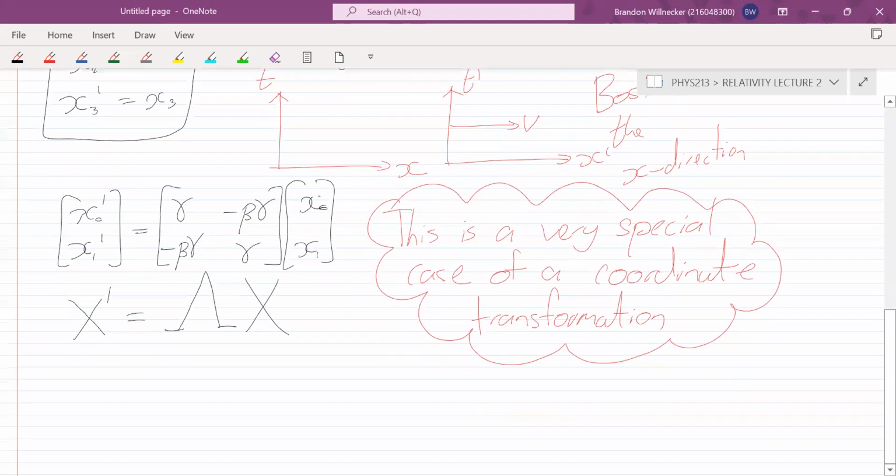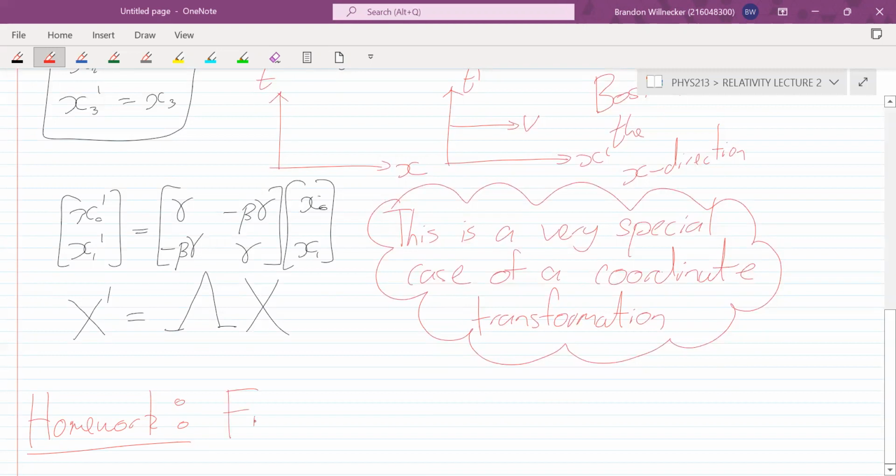So this is the relationship between x prime and x. Sorry, and x. I've got another homework question. So this is the relationship between the unprimed coordinate system and the primed coordinate system. Going from unprimed to primed, you multiply by this lambda. If you want to go back, you need lambda inverse.